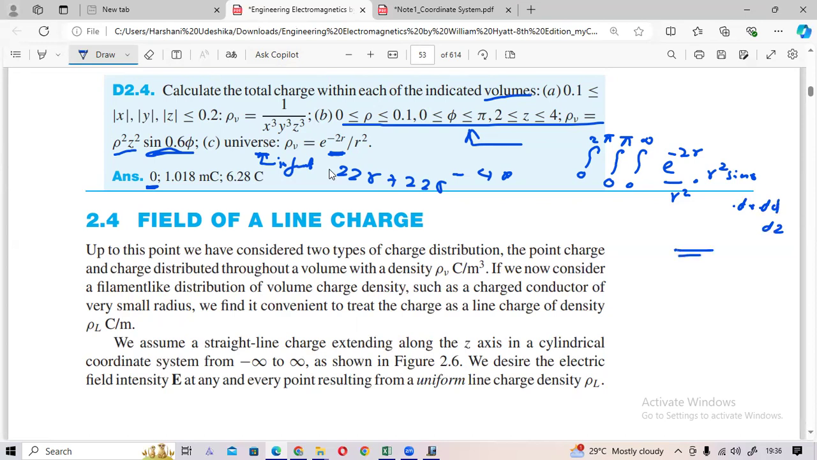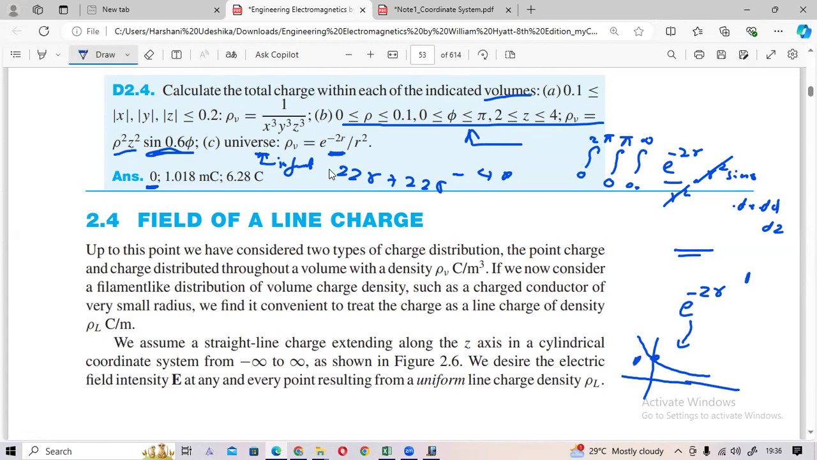Definitely you will get the constant value. This R square cancels out. Then you will get e to the power minus 2R. E to the power minus 2R means like this. This is the function. E to the power 0 means it is 1. Here the value is 1.